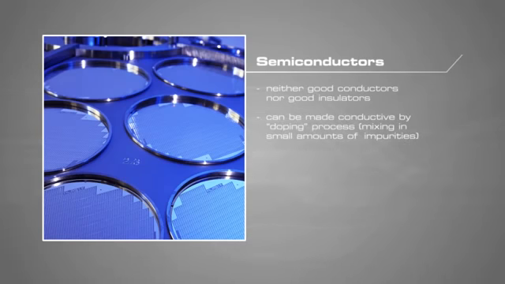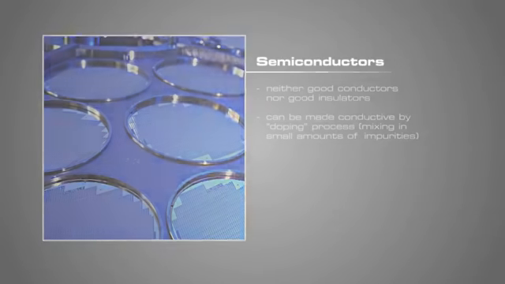Semiconductors can be made to be partly conductive by mixing small amounts of impurities containing free electrons. This is a process known as doping. Semiconductive materials, such as silicon and germanium, are the basis for transistors, diodes, and other solid-state devices.